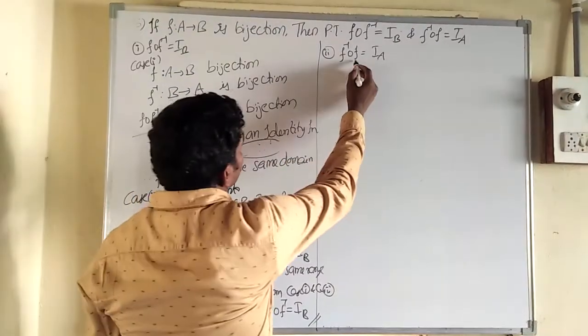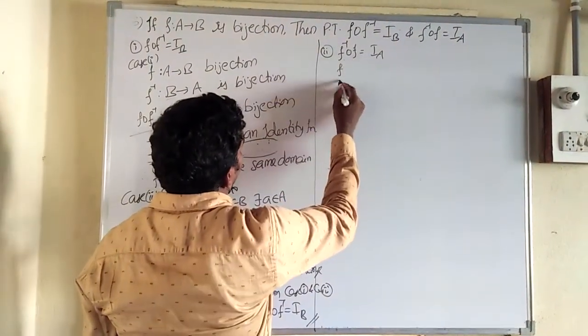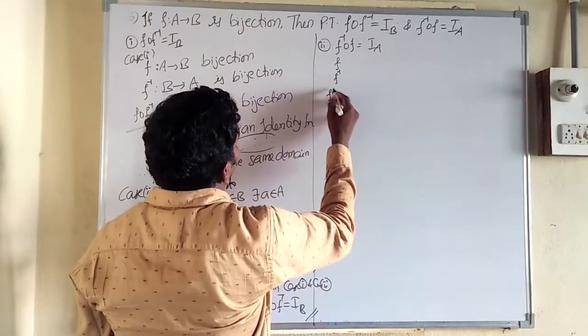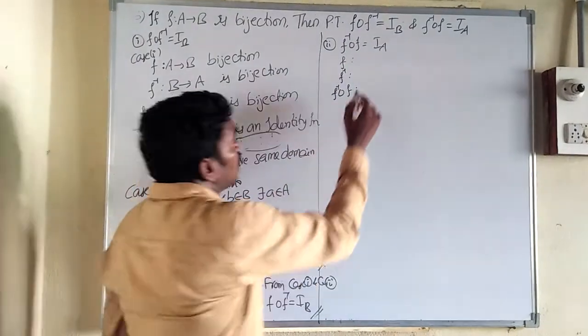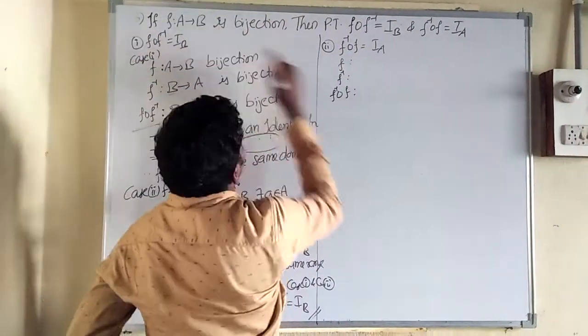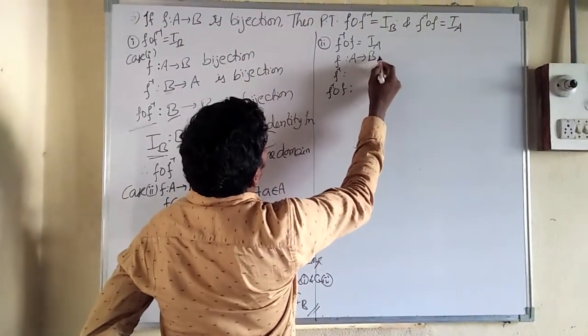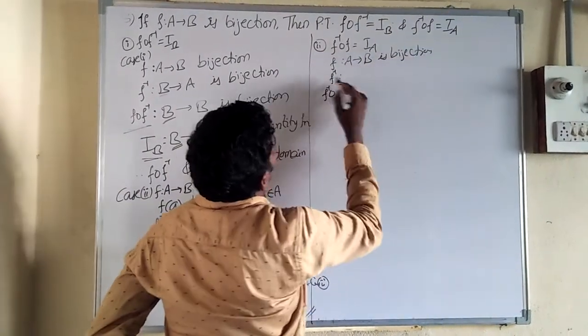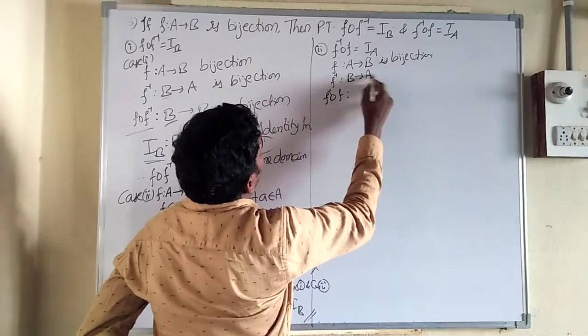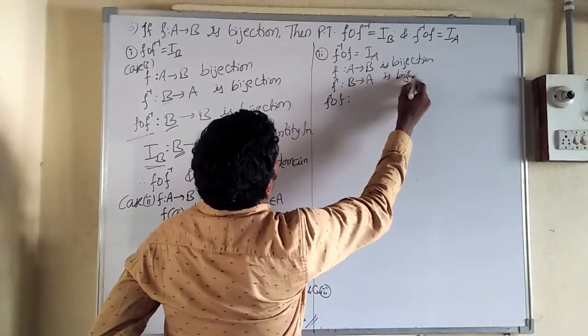How is it possible? What is the first function? F. What is the next one? F inverse. What is the next one? F inverse circle F. So F maps from A to where? Given in the question, A to B. So F maps from A to B is a bijection. Next, F inverse becomes what? B to A is a bijection.